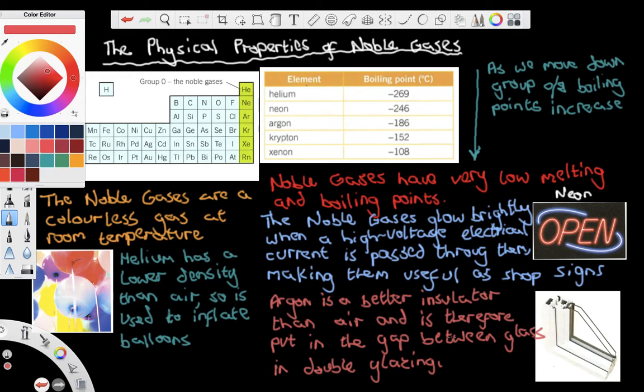Okay, so the physical properties of the noble gases, or the group 0 elements, that you need to know about is that as we move down group 0, their boiling point increases, but the noble gases in general have a very low melting and boiling point. They're a colorless gas at room temperature. They glow brightly when a high voltage electrical current is passed through them, making them useful for shop signs. Helium in particular is a gas that has a much lower density than air, and we can put it inside balloons to make them float. And argon is a better insulator than air, therefore we put it in double glazed windows.